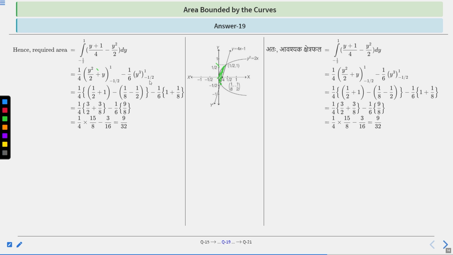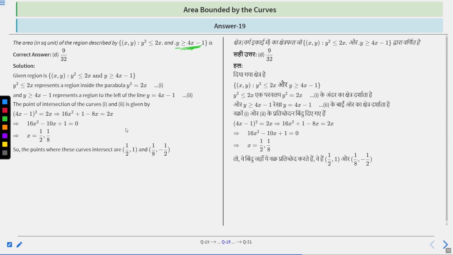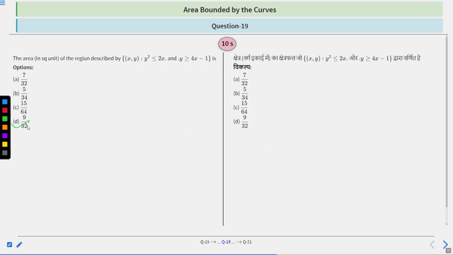Limit is from minus 1 by 2 to 1, which is equal to 1 by 4 into (1 by 2 plus 1) minus 1 by 8 minus 1 by 2 minus 1 by 6 into (1 plus 1 by 8). So after solving, you will get 1 by 4 into 3 by 2 plus 3 by 8 minus 1 by 6 into 9 by 8. Clear? Which after simplification, we will get 1 by 4 into 15 by 8 minus 3 by 16, which is basically 9 by 32. Clear? 9 by 32. So I think option D is the right choice, 9 by 32. Got it?